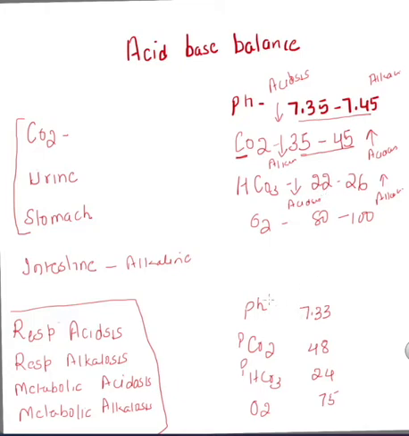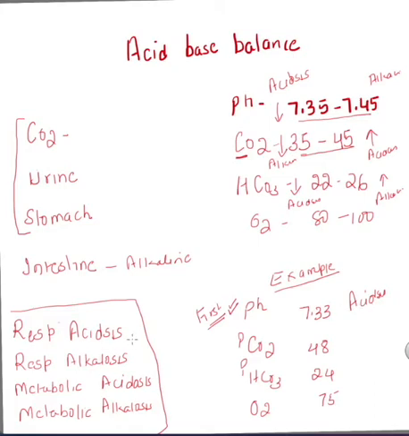Let's take an example here. This is an example we are doing right now. Whenever we have to interpret acid base values, we always check the pH first. What is this pH saying? It's 7.33. So this person is in acidosis. Our final answer is acidosis.